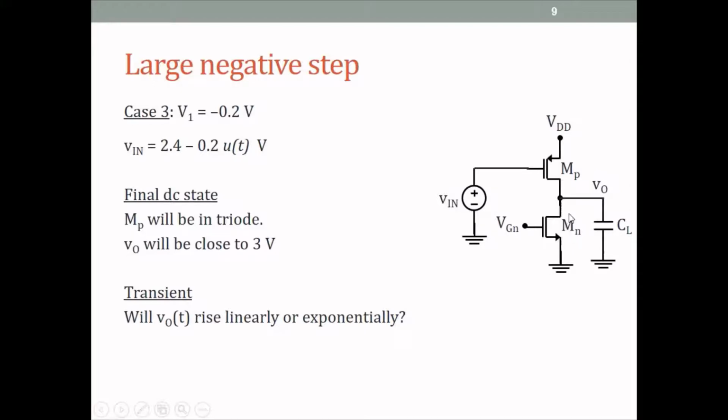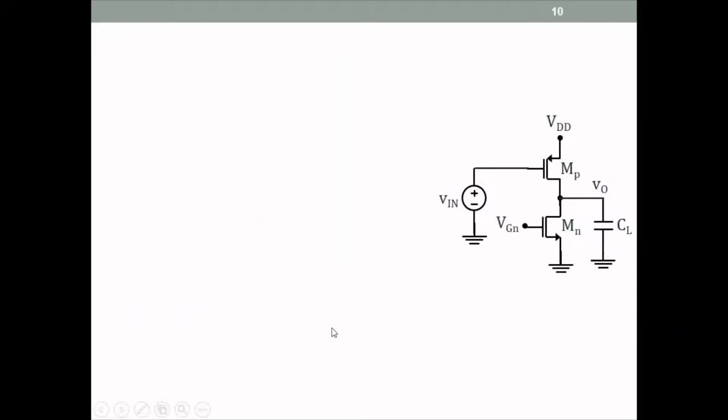Alright, once again we ask the question, will VO rise? VO is rising from 1.5 volts to close to 3 volts. Will the rise be exponential or linear? Let us think about this. So again we look at the circuit at t equal to 0 plus, just after Vin has switched from 2.4 to 2.2 volts.